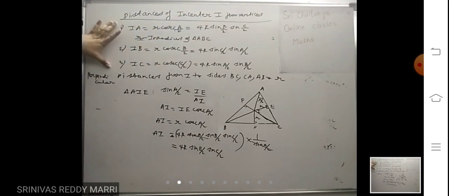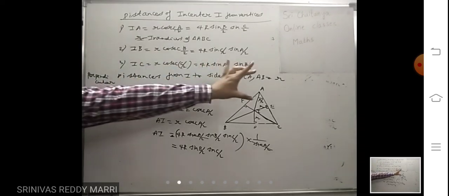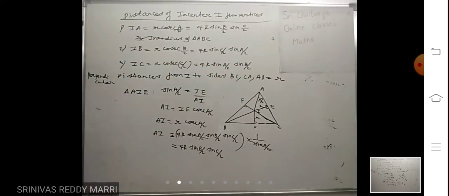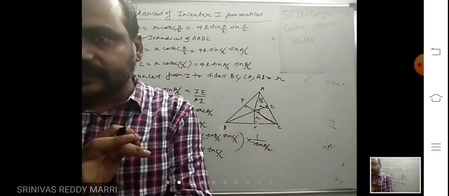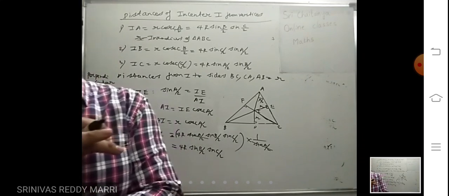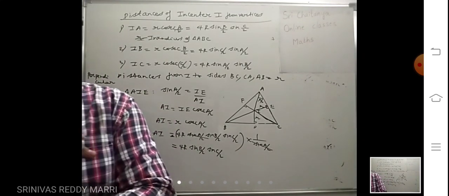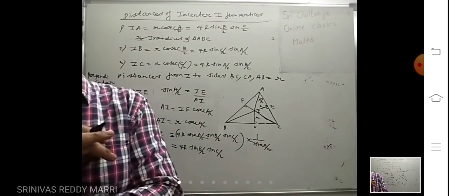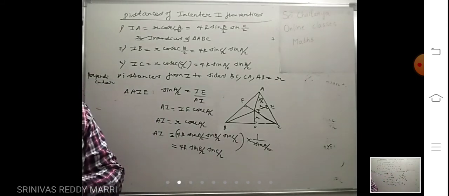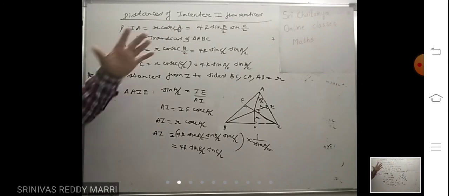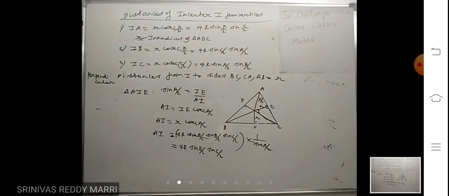Like this, the distances to vertices are these formulae. Distances to sides are always the inradius. So we have seen the orthocenter, distance to vertices, distance to sides. Now the circumcenter, distance to vertices and distance to sides. Incenter, distance to vertices and distance to sides. Whenever these come, you have to substitute this formula.